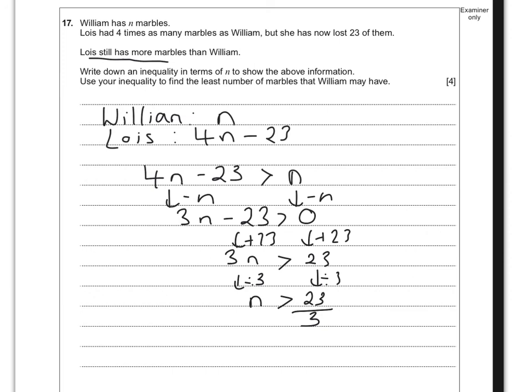Now we need to find the least number of marbles, so we're looking for a whole number. So our whole number n must be greater than 23 divided by 3. So if I do my 3 times tables, 7 times 3 gives me 21. 8 times 3 gives me 24. So 23 divided by 3 must mean that n has to be greater than 7 point something. So the next whole number greater than 7 point something must mean that n is equal to 8.